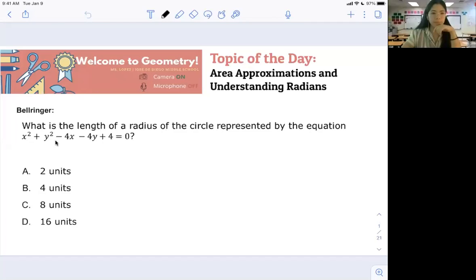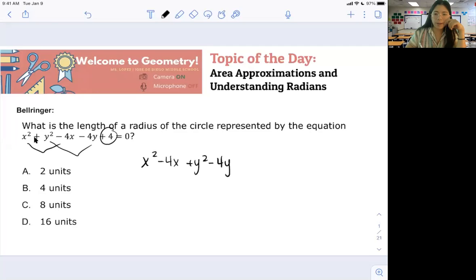The y's and the x's. Good. So we're going to basically move things around. All my x's will come together, all my y's will come together. Let me write my new equation: x squared minus 4x plus y squared minus 4y.